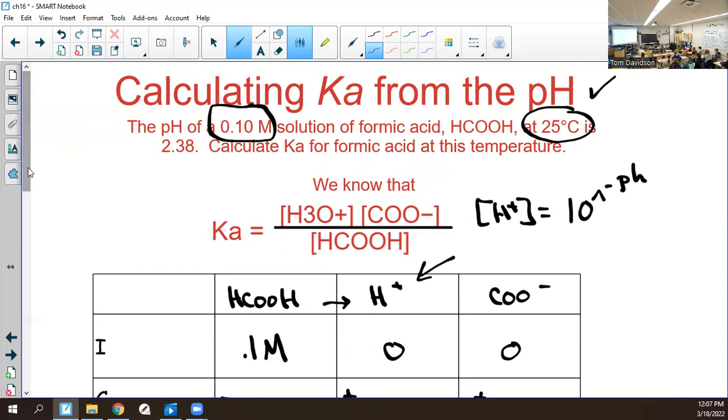HCOOH goes to COO and 1 H. It's H3O. You just wrote it as H plus. There's two H's in HCOOH, and this would be the OH right here. Okay, so it's two. Good call. Usually they don't make mistakes like that. I make a ton of mistakes. I'm not blaming them. This one is on me.